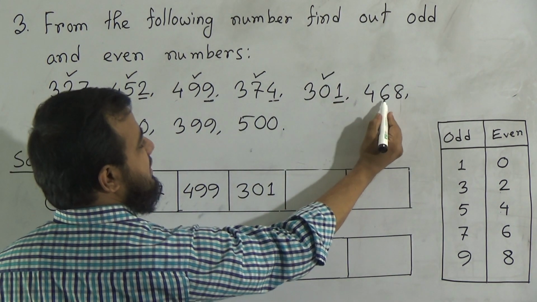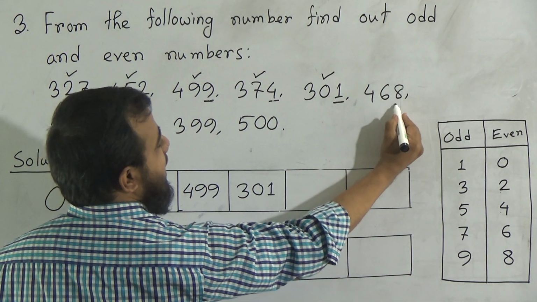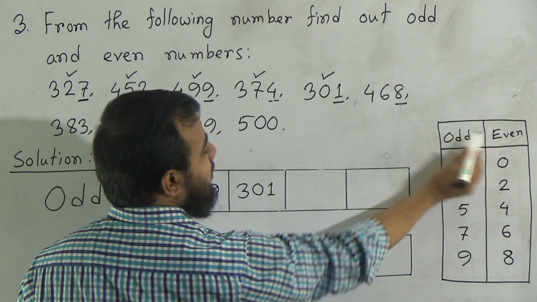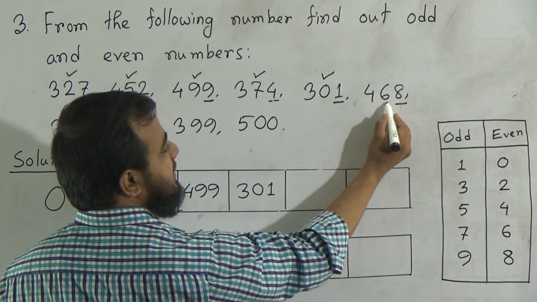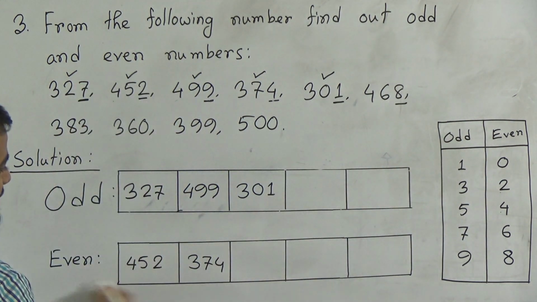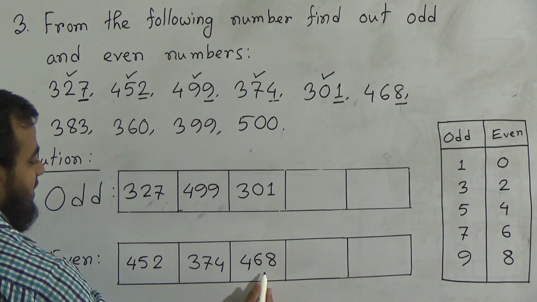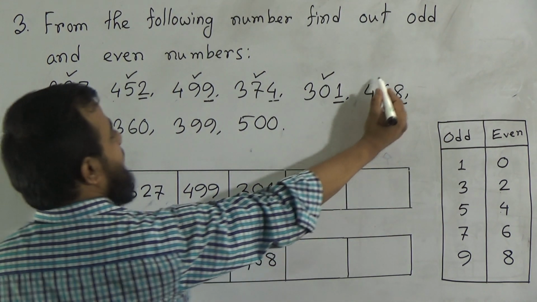Now 468. 8 is in the ones position. When we find 8 in the ones position, that number will be an even number. So 468 is an even number. Okay, the sixth number is gone.